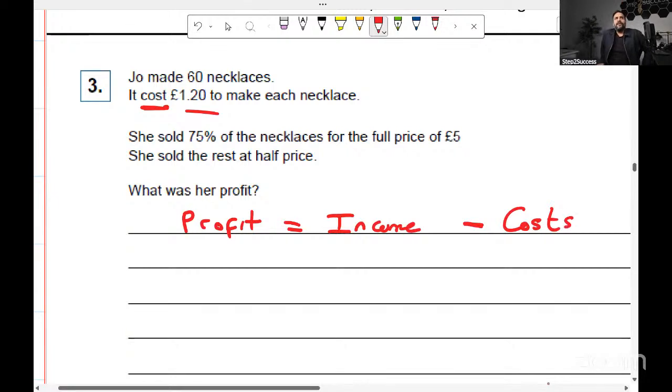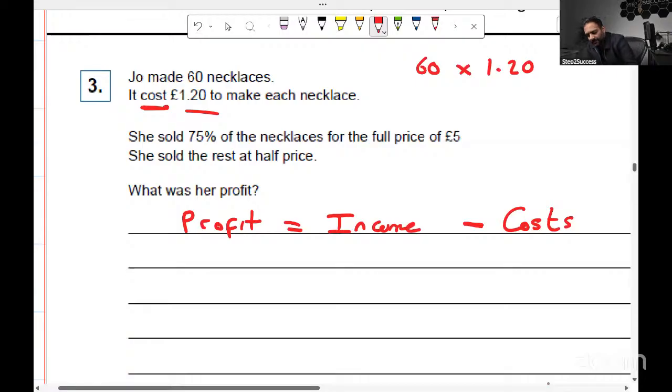So what we can do easily is work out the costs here because it tells you it cost her £1.20 to make each necklace. I'm going to try and do this without a calculator for now. Let's go with it. Right. So to work out the cost of these 60 necklaces, you would do 60 times 1.20, which I think is £72, isn't it?